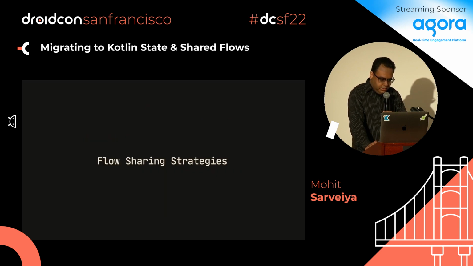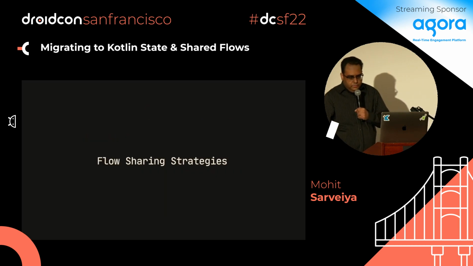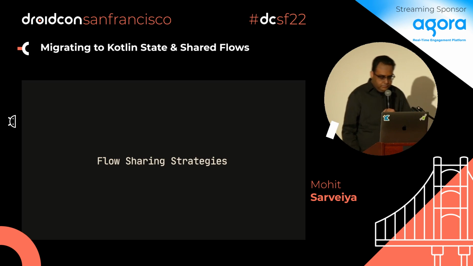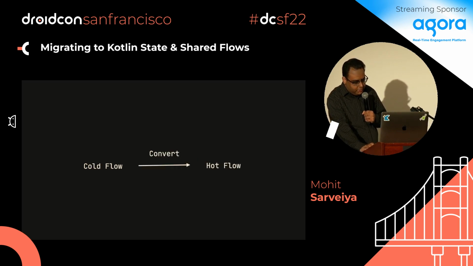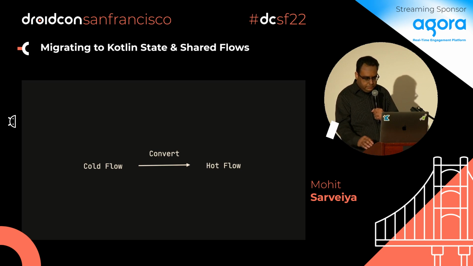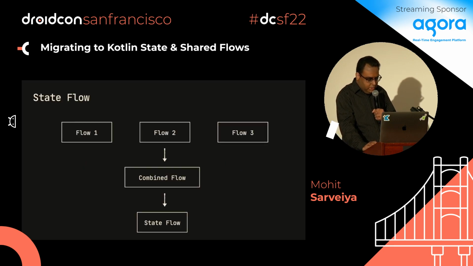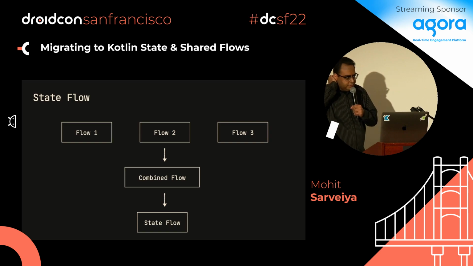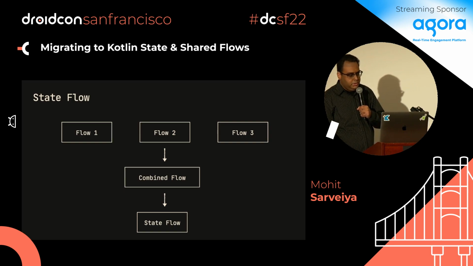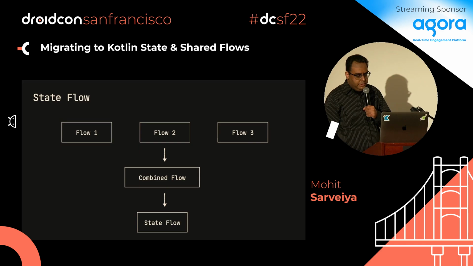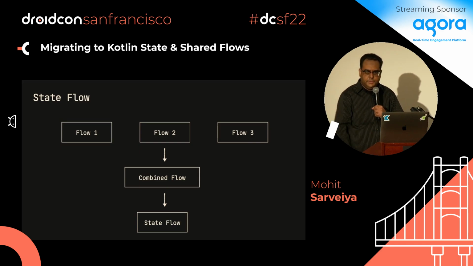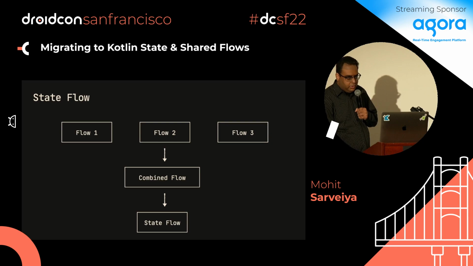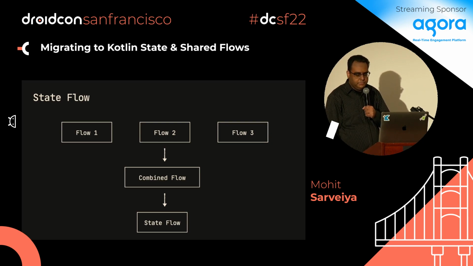So the next thing that I'm going to share are flow sharing strategies. And this is another way to create a state flow, and it is a way to convert cold flows to hot flows. I remember working with someone on a feature. In their view model, they had multiple flows that they were combining. Room has support for flows, right? And they were combining multiple Room flows and coming up with some UI state.